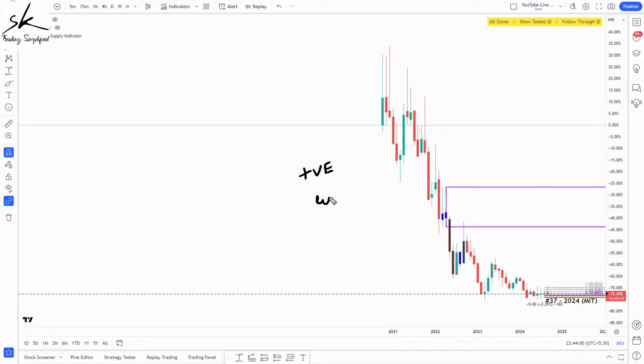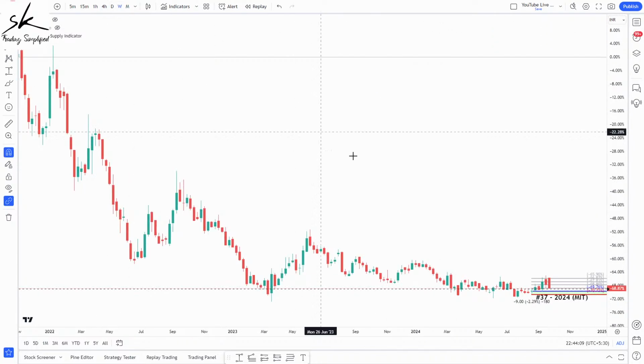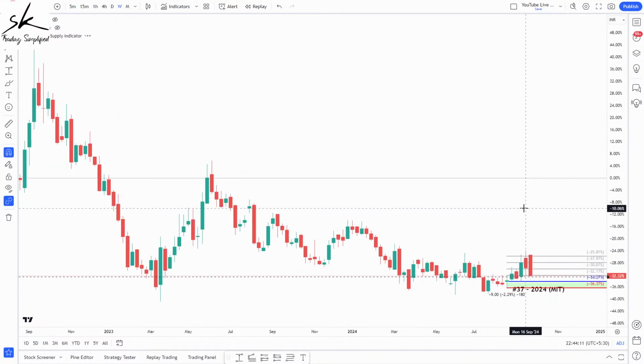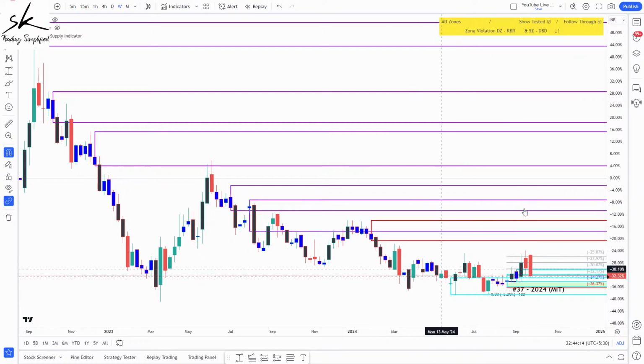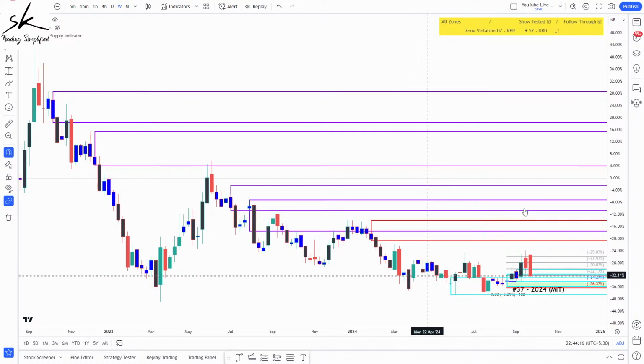I want to see a weekly demand area formation, because a weekly demand area formation means that yes, there is some buying coming into the market, right? And not on a very small time frame. Weekly is still a substantially big enough time frame. Plus, I can also see some violations of weekly supply zones as well.